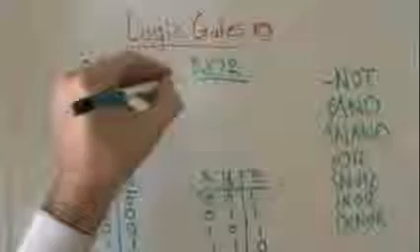Okay, two more groups to go through real quick. We did these two. OR and NOR. You guessed it, OR, not OR. Alright, let me erase these truth tables.